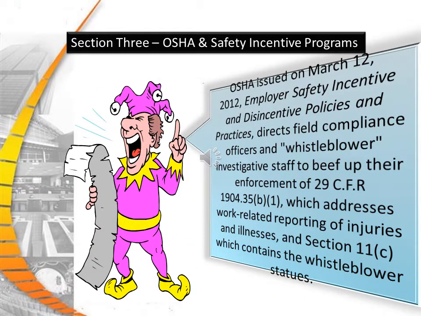On March 12, 2012, OSHA issued the Employee Safety Incentive and Disincentive Policies memorandum, which directs field compliance officers and whistleblower investigative staff to beef up their enforcement of 1904.35, which addresses reporting work-related injuries and illnesses, and Section 11(c), which contains the whistleblower statutes.